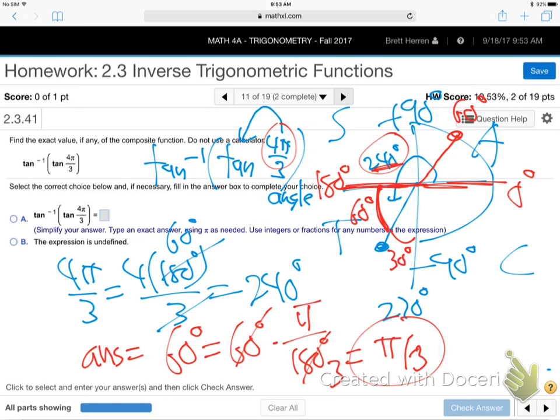It was not in the zone. If it's in the zone, they just cancel. If it's not in the zone, you got to do the work. Is that okay? Questions I can answer?